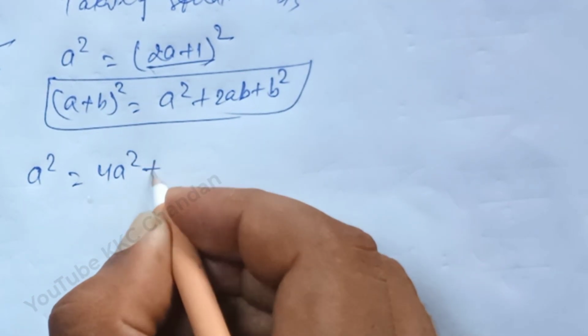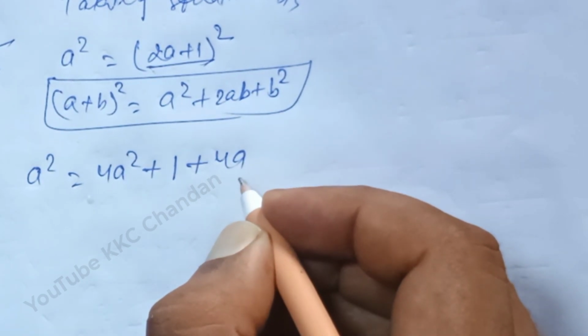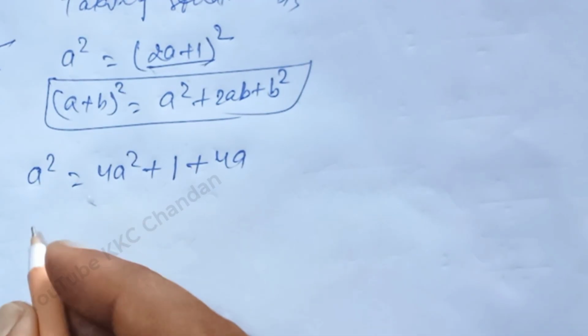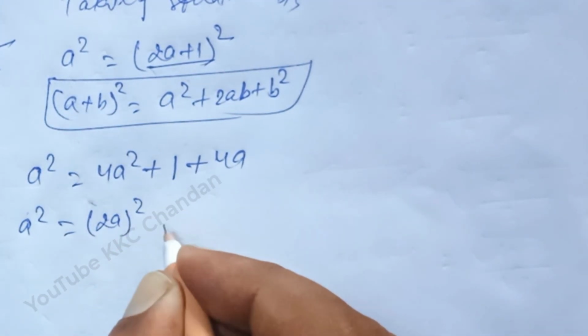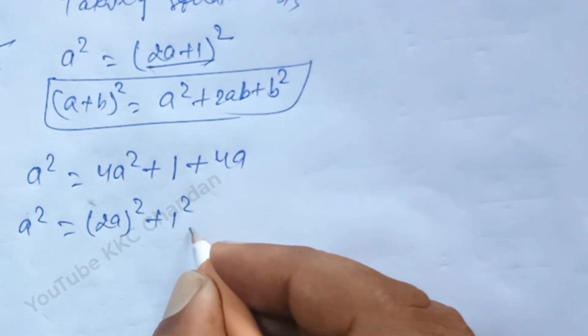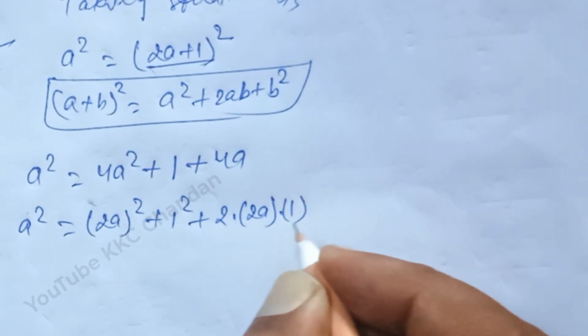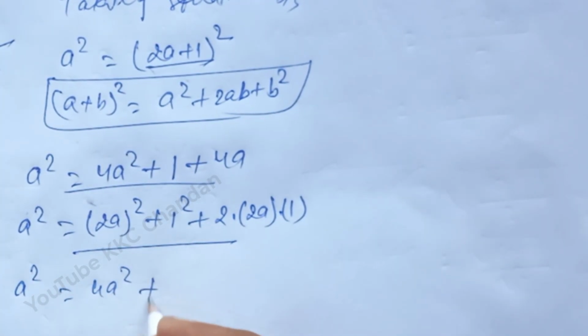Therefore A square is equal to 4A square plus 1 plus 4A. See here, this will be direct. Therefore A square is equal to bracket open 2A whole square plus 1 square plus 2 into 2A into 1. This will be written in this place. See here, next step, A square is equal to 4A square plus 1 plus 4A.